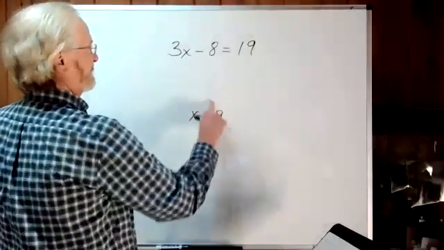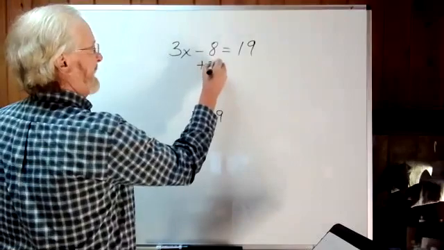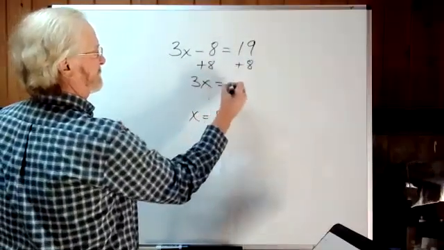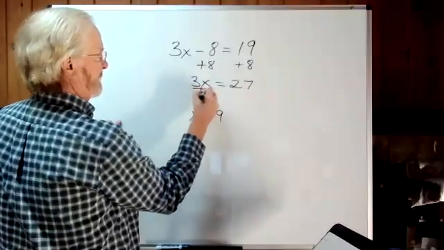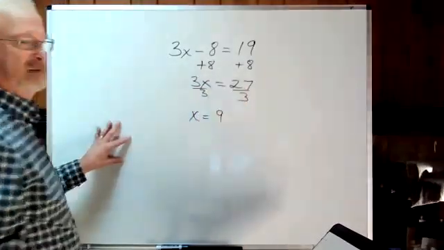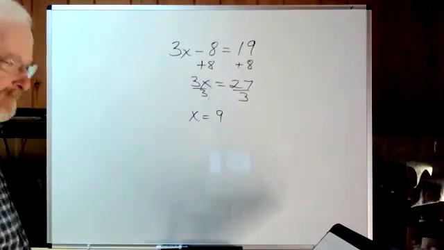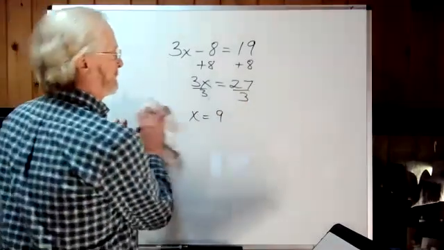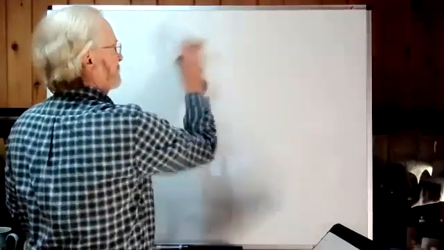Just to fill in the blanks here. I add 8 to both sides, right? 3x equals 27, then divide by the 3, and I got x equals 9. Okay, so if it's not working, you know, jump in, say, wait a minute.